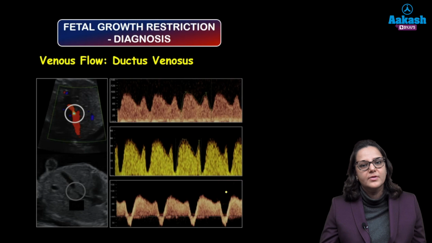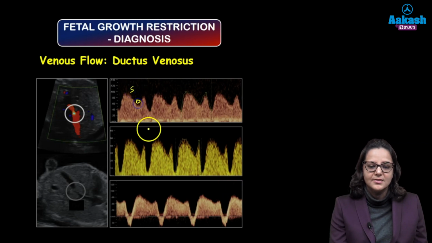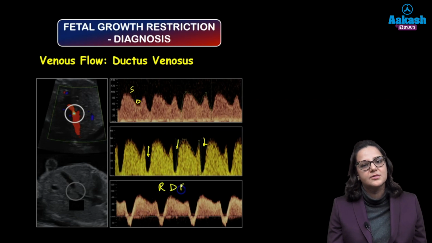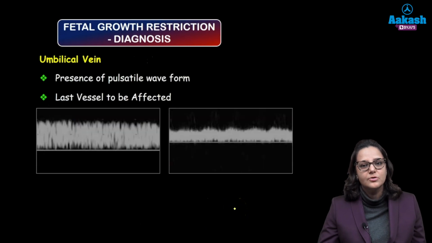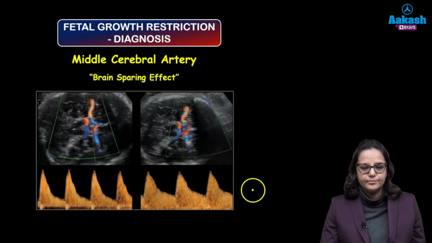Similarly, the second vessel to get affected is the ductus venosus. We can see that this is systole, this is diastole. Here the diastolic flow is definitely decreased, and again over here there is reverse diastolic flow. The third vessel to get affected is the umbilical vein. So there will be umbilical vein pulsations, which are manifested like this.